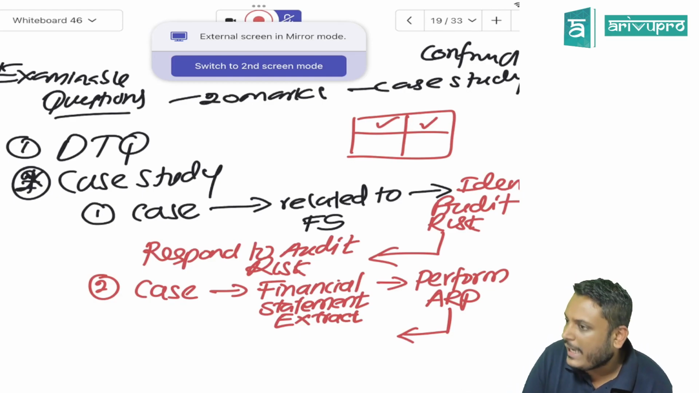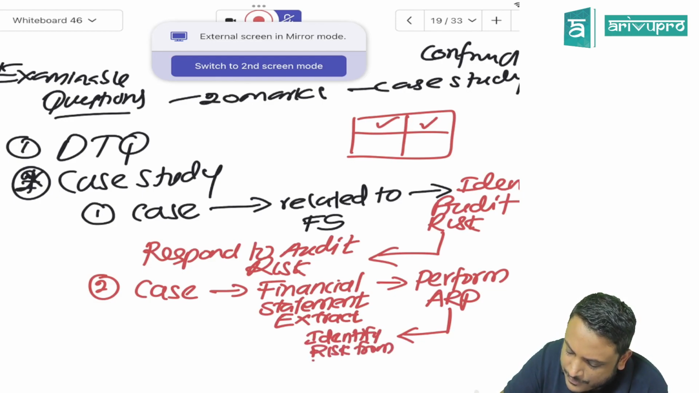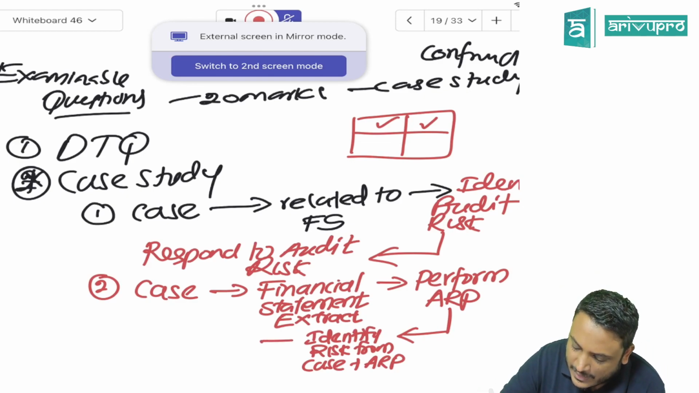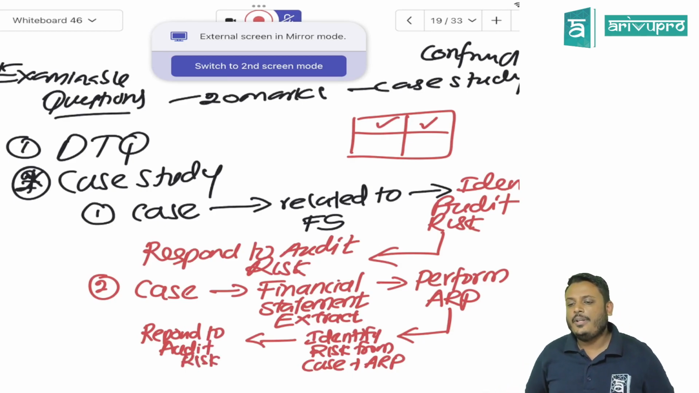So after performing ARP, what you should do is identify audit risk. Identify audit risk from the case plus ARP computation. From both you need to identify. Then what? Respond to audit risk.